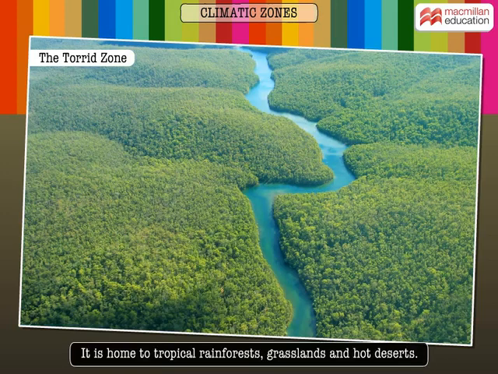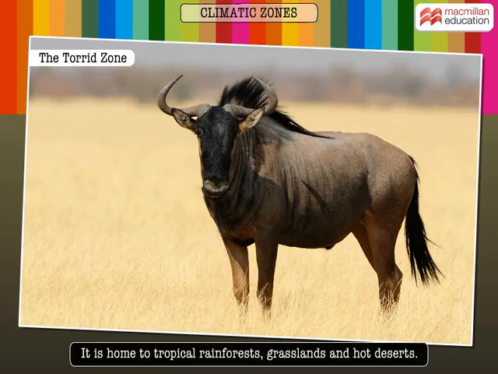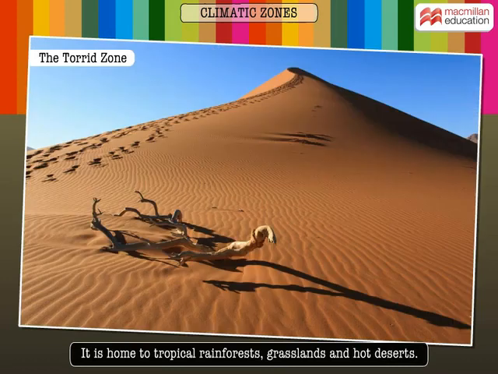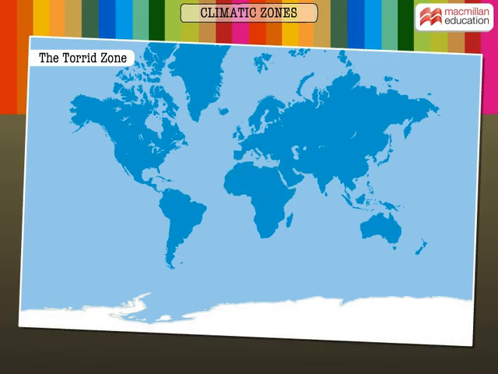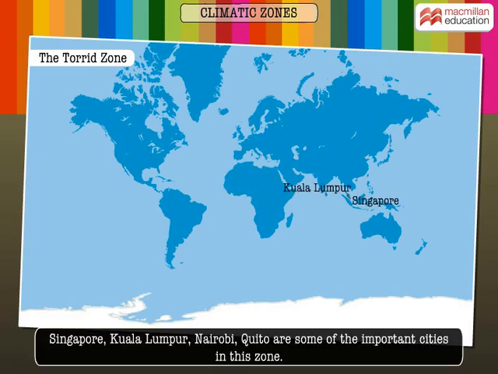It is home to tropical rainforests, grasslands, and hot deserts. The Sahara Desert, the Thar Desert, and the Atacama Desert are some of the deserts found in this zone. Singapore, Kuala Lumpur, Nairobi, Quito are some of the important cities in this zone.